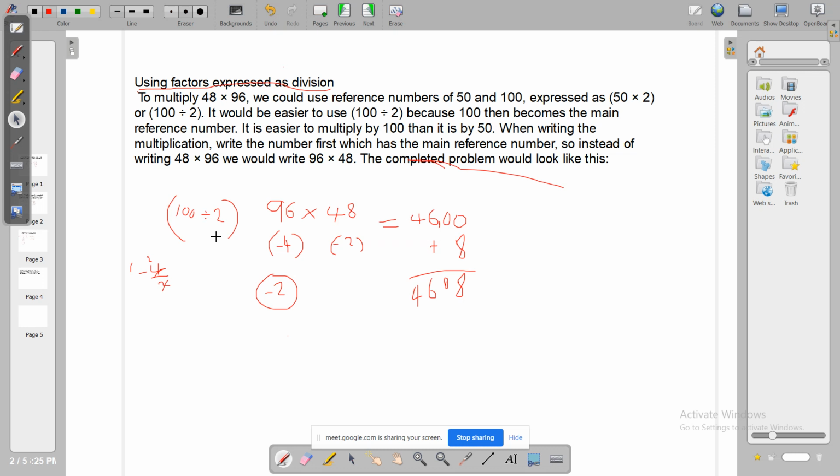So minus 2 from this will give us 46 times our main reference number, which will give us 4,600. Now we multiply the ones in the circles under the multiplication. So minus 4 times minus 2 will give us plus 8. So this will be our answer. Okay, so when you check it, you get the same thing.